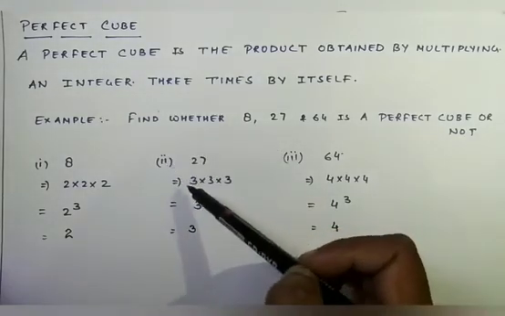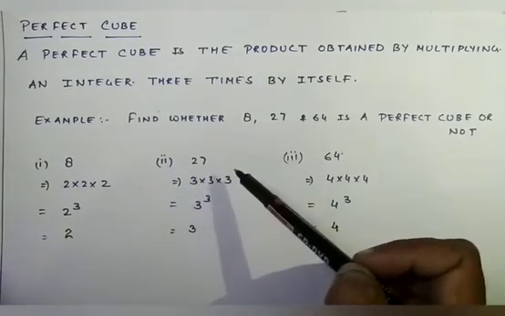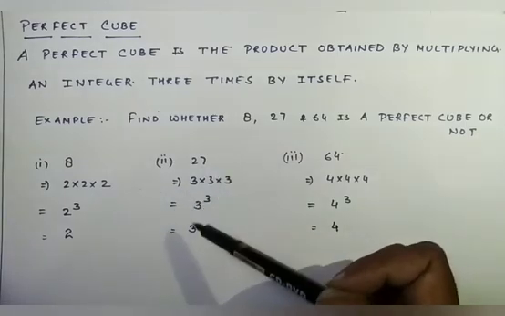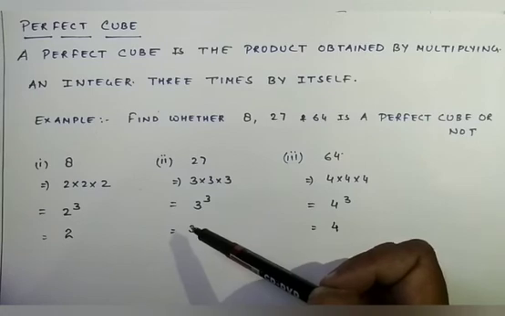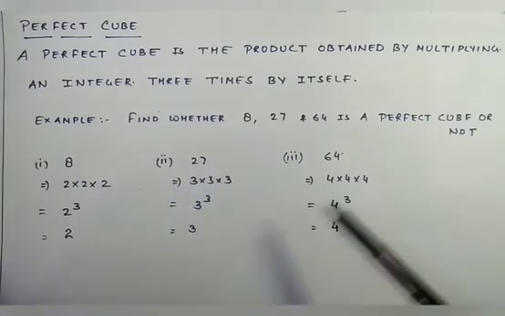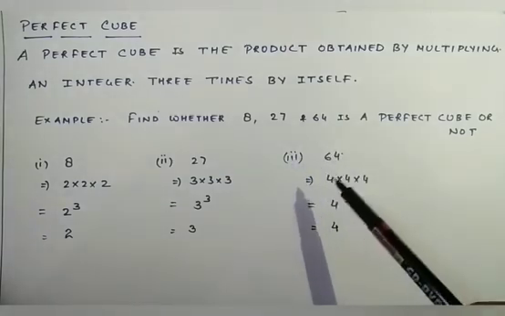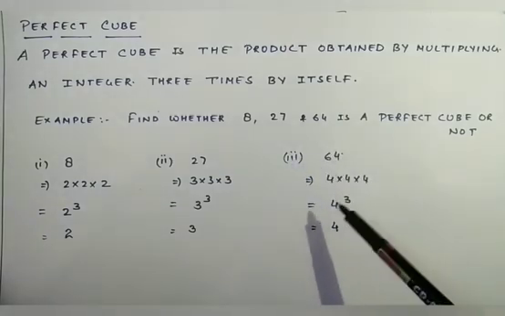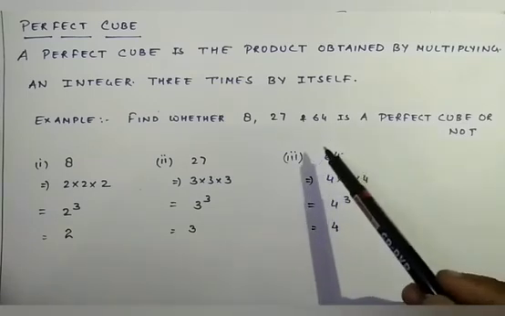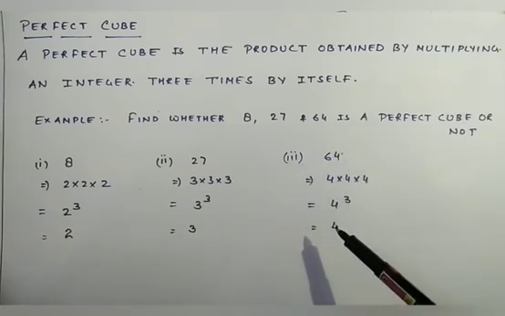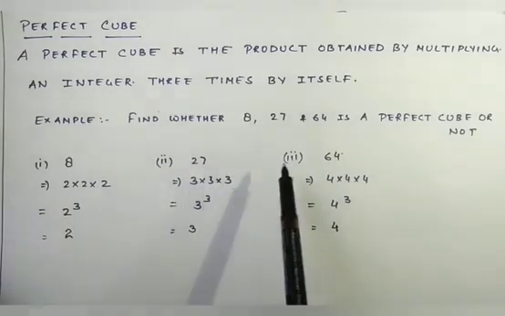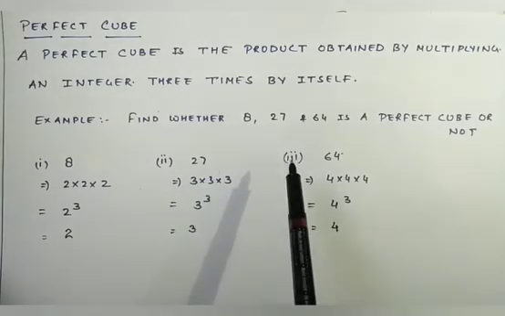Similarly, 27 can be written as 3 into 3 into 3, or it can be written as 3 to the power 3. So the answer is 3. So I can say that 27 is the perfect cube of 3. Similarly, 64 can be written as 4 into 4 into 4, or it can be written as 4 to the power 3, that is 4. So we can say that 64 is a perfect cube of 4. I hope all the topics that I have explained are clear to everyone.